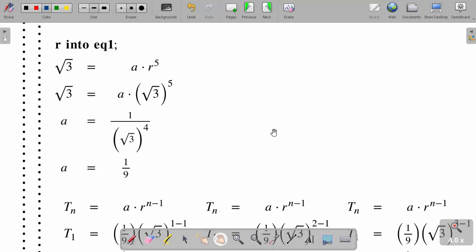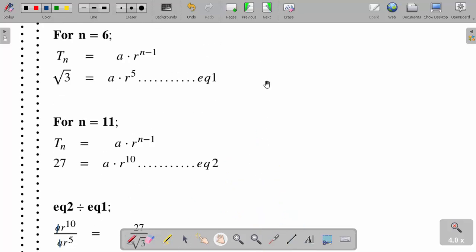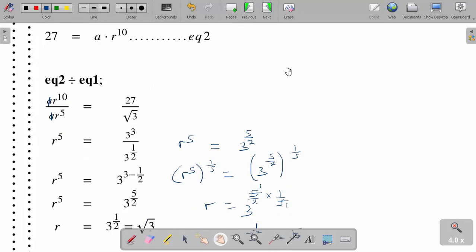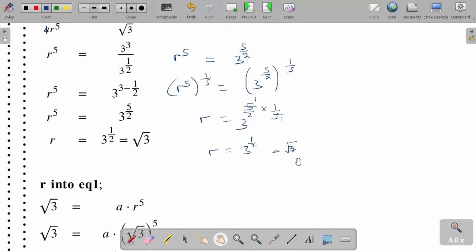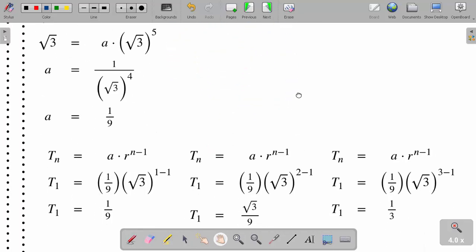Now what did the question want us to get? What must we determine? Check it again. They wanted the sequence. Determine the sequence. I mean they want the first 3 terms of this geometric sequence. After getting our a and the common ratio, to get our first term t1, where there's n, we put 1, which gives us 1 over 9 here.